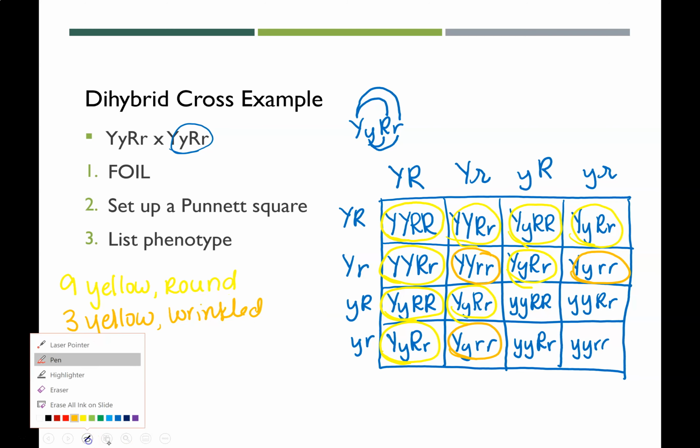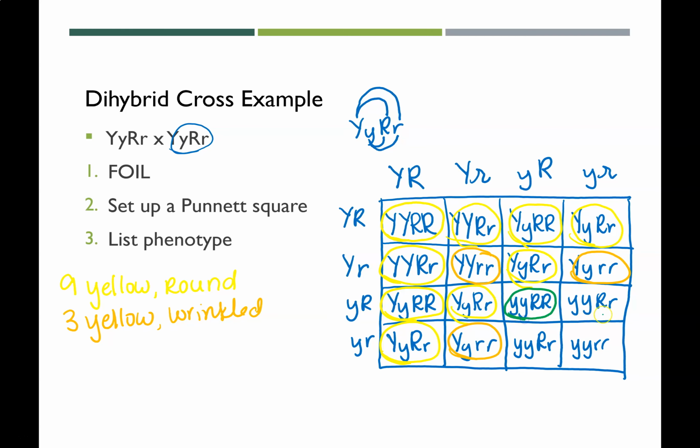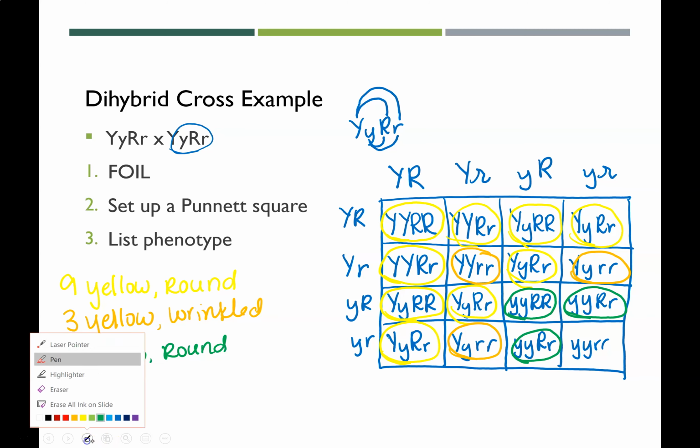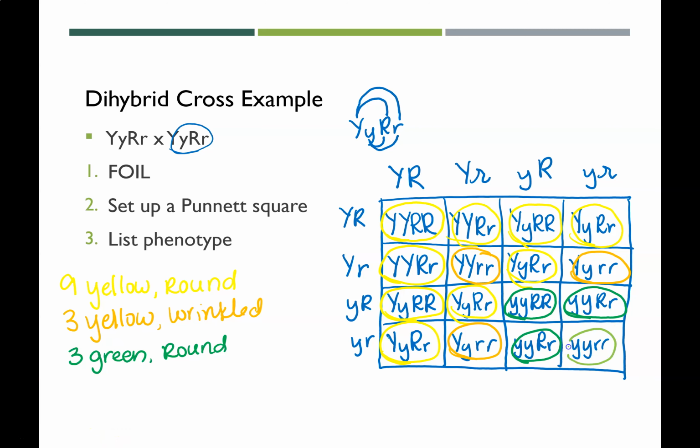All right, actually I have two greens here, so I will do the green ones now. These guys are gonna be green because they are homozygous recessive. Green and round, green and round, green and round. So 3 green and round. And then last one is 1 green and wrinkled.